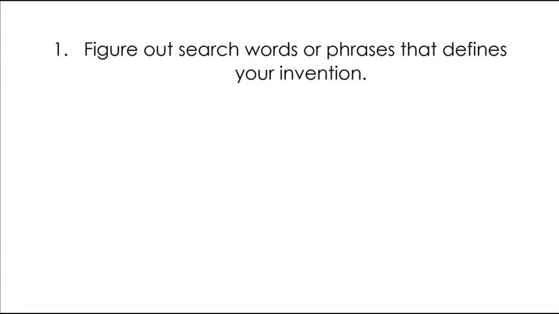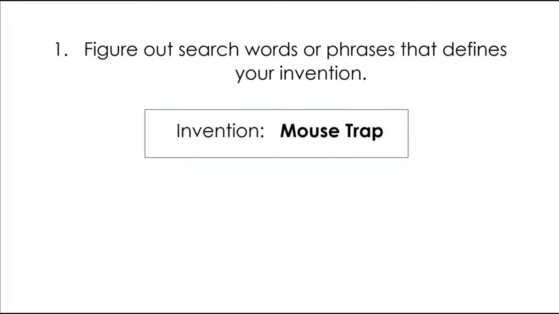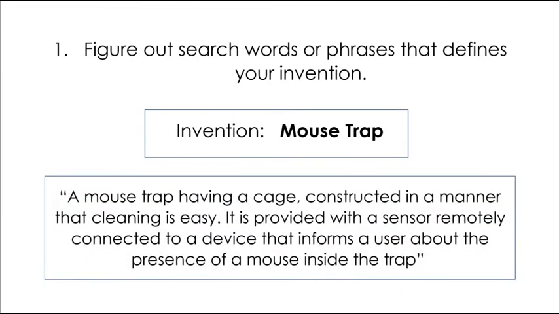For example, if your invention is a mousetrap, your description may read something like this: a mousetrap having a cage constructed in a manner that cleaning is easy. It is provided with a sensor remotely connected to a device that informs a user about the presence of a mouse inside the trap. It is very important that you should have a picture of the embodiment of your invention, at least in your mind. But having a clear sketch and description such as this will come in handy.